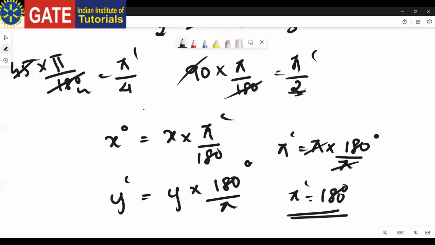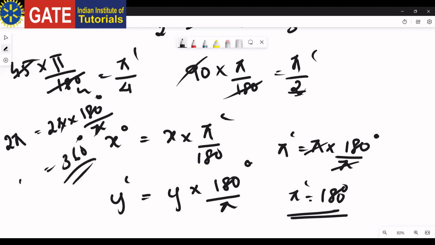So pi radian will be equal to 180 degrees. Got it? If you have to go for 2 pi, you have to know how much degree is 2 pi. Then it will be 2 pi into 180 by pi, right? So this pi and pi get cancelled. What is 2 into 180? It will be 360 degree, right? So 2 pi means 360. Clear? No problem, right? So this is the conversion formula.